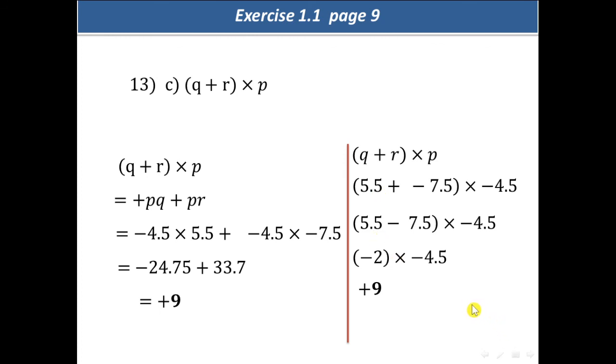Okay, important is don't forget plus minus here gives you minus, because when you see two signs inside, between them is a multiplication sign we don't see, so it is plus times minus.